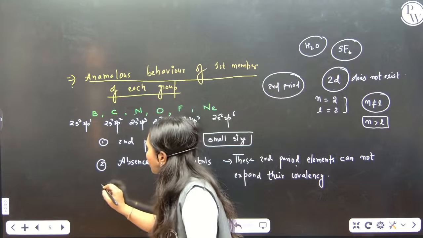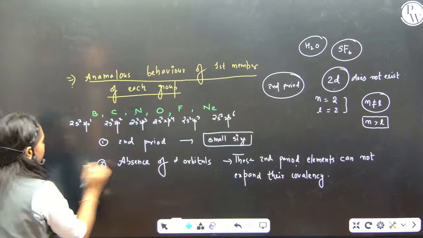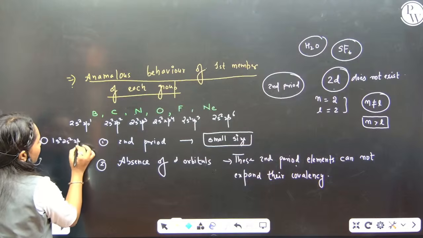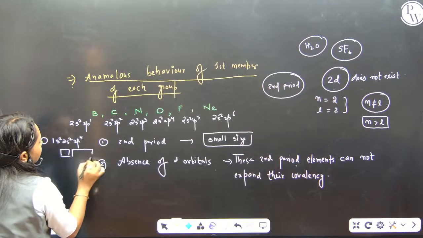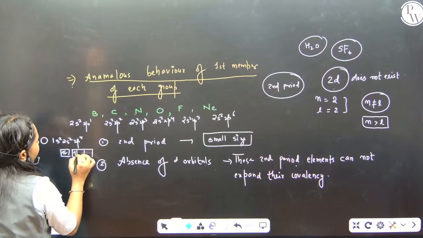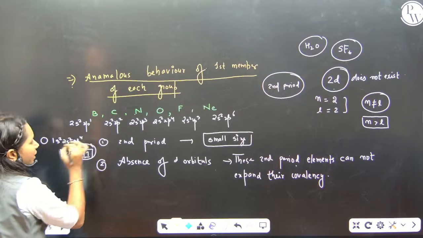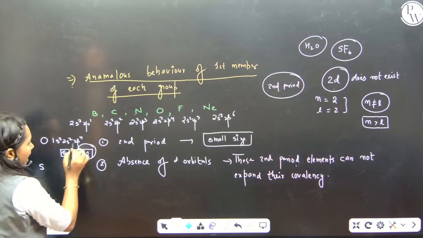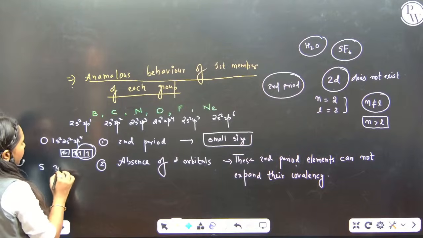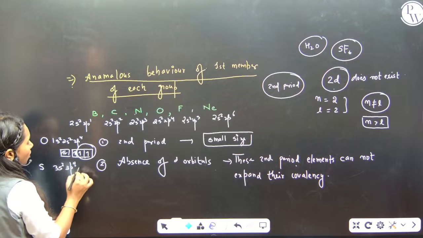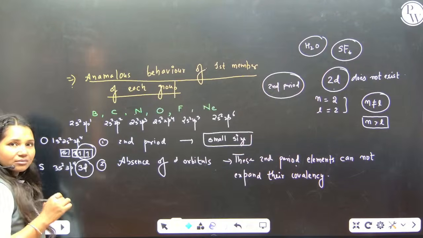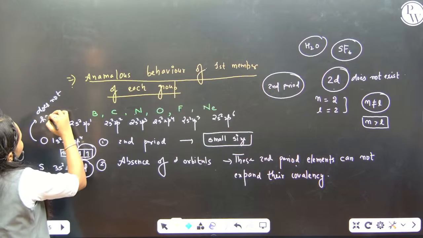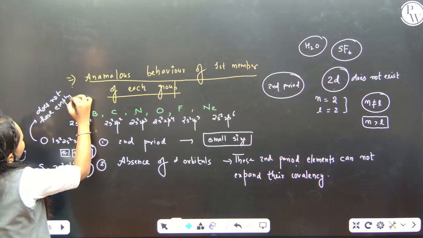Now let me explain this concept. For example, oxygen: 1s2 2s2 2p4, right? Oxygen forms 2 bonds. Why? Because it has only 2 unpaired electrons. Now sulfur. I'm just writing the outer configuration: 3s2 3p4, and sulfur has an empty 3d. Oxygen does not have an empty d orbital.